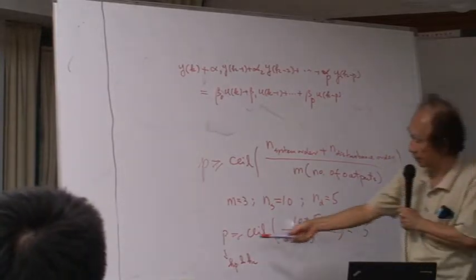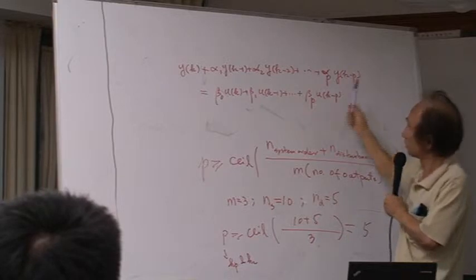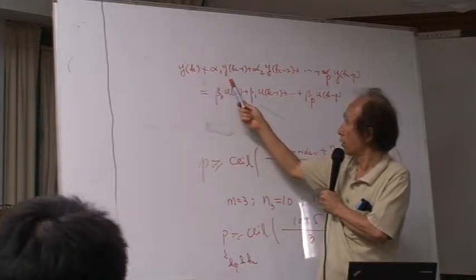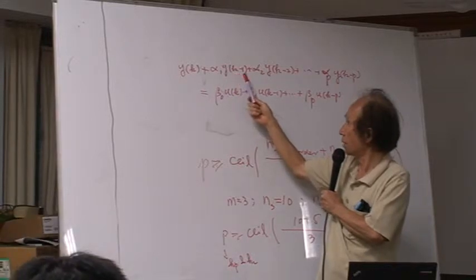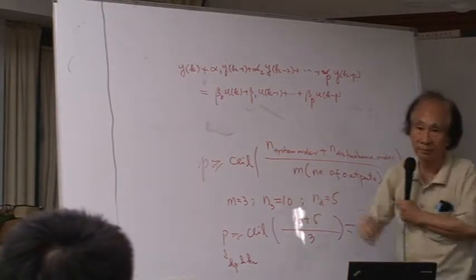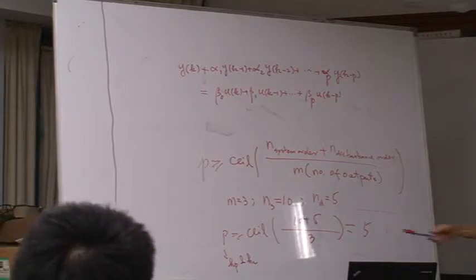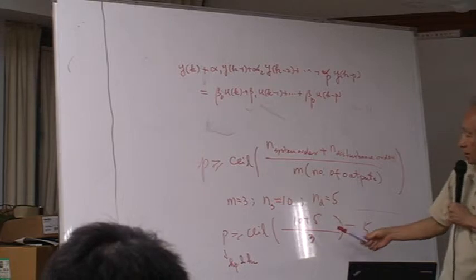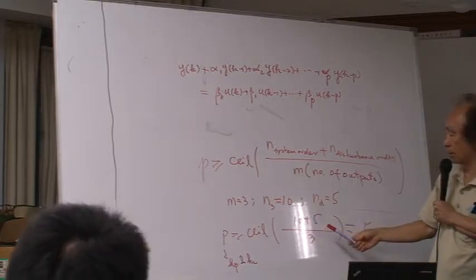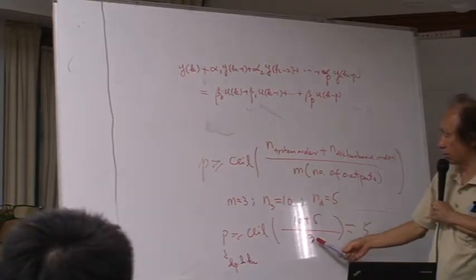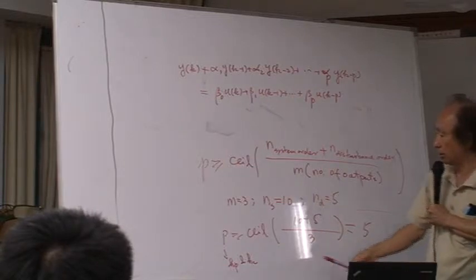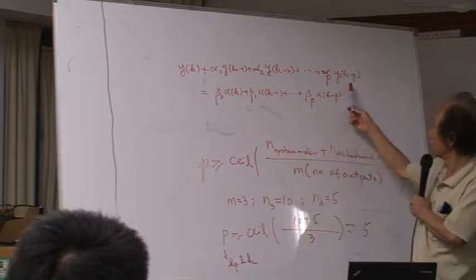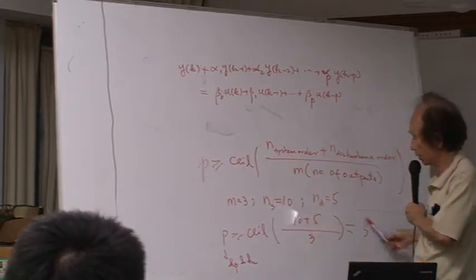You know that P? That's the P. In other words, the current output can be computed from k minus 1 up to k minus p. In other words, if you know the order of the system, you know the order of disturbances, you know your output number, then your minimum P has to be chosen to be this number. That's the minimum.